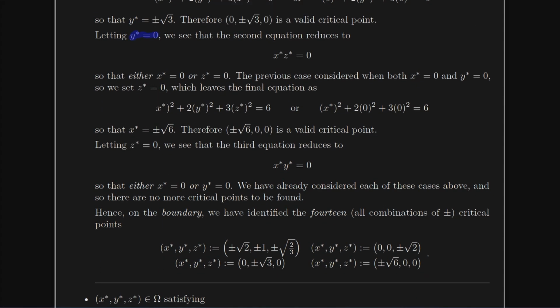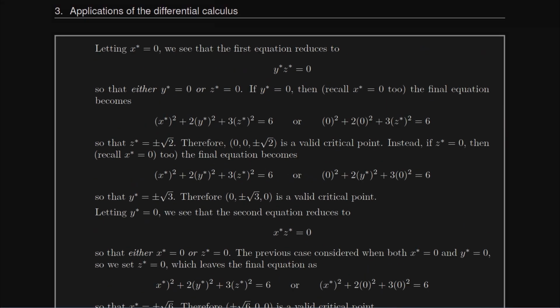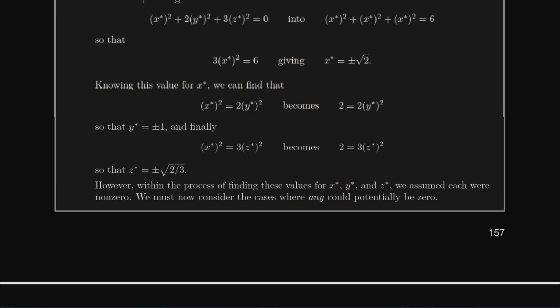If we let y be equal to 0, the second equation reduces to xz equals 0, so either x is 0 or z is 0. In the event that z is 0, then our final equation reduces to x squared equals 6, in which case we find out that x is plus or minus root 6. And so our critical point is plus or minus root 6, 0, 0. And finally, there's the case when we let z equal 0, which makes the third equation become xy equals 0, meaning that either x could be 0 or y could be 0. And of course, either of those cases has been considered already above. We just did a y equals 0 case and an x equals 0 case. So there's a lot of case checking involved here.